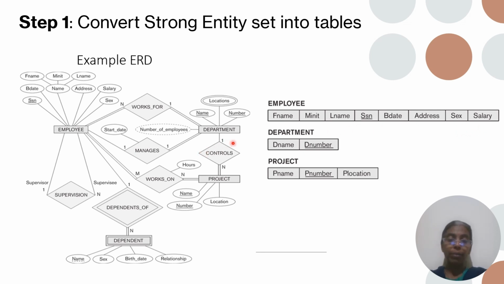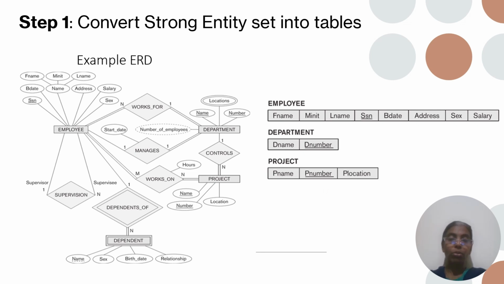And then in Department also, similarly, we have only two simple attributes, so we have added those. And in Project we have a name, a number, and a location. These are the attributes we have added, and whichever is underlined, the primary attribute, will be converted to the primary key. So like this we have finished the first step.